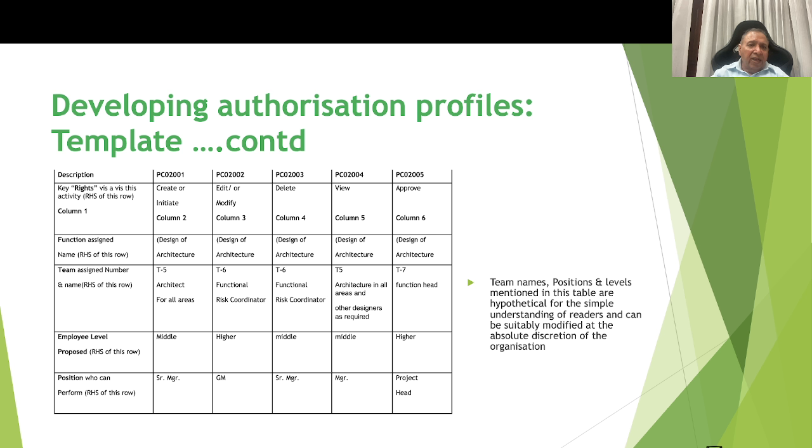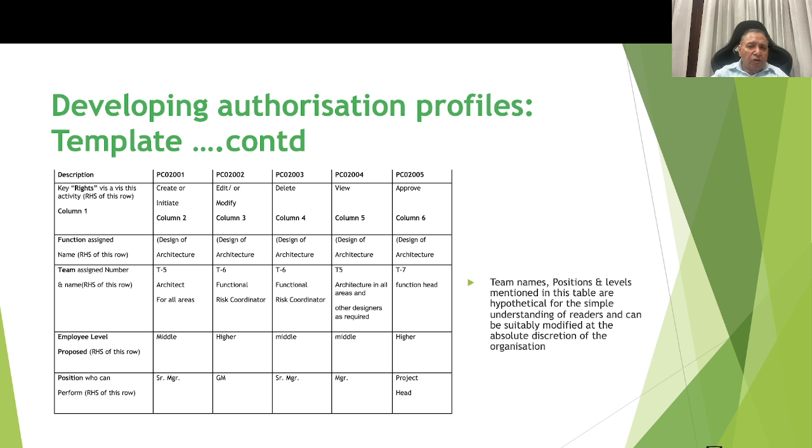Then the next row is function. Which function should be assigned the responsibility? Here, because it concerns the design of structure, the responsibility is assigned to the architecture team. Different teams have been suggested, as mentioned earlier, to ensure SODs. For example, team T5 is the architect for all areas. T6 is the functional risk coordinator for this design of architecture. Deletion should also be done by the functional risk coordinator.